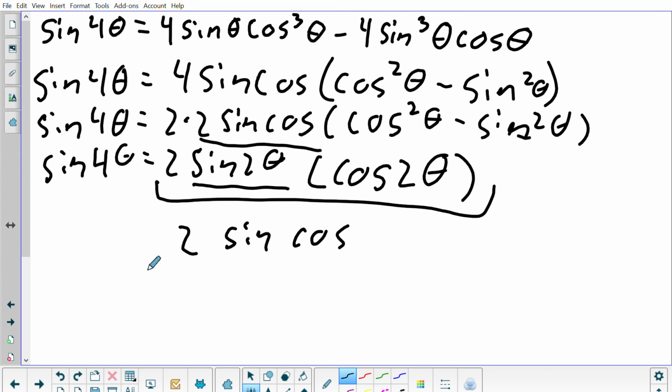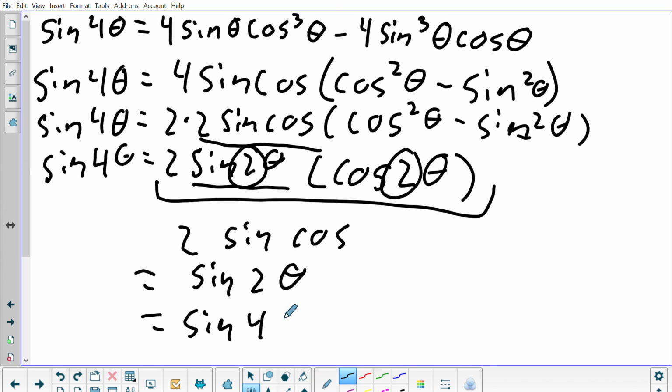Okay, so now I have 2 sine cosine, which is the same as sine 2 theta. However, they already have a 2 there. So because they already have a 2 there, it's 2 times 2, or 4, which is what we wanted to get. So to review this one, we had 2 sine cosine, which is the same as sine of 2 theta, but since we already had a 2, it's 2 times 2 to get that 4.